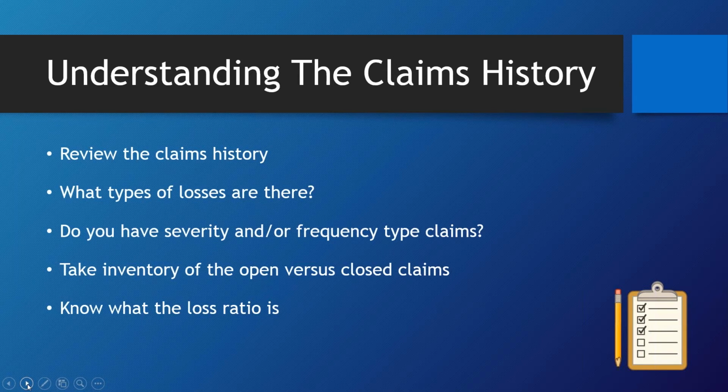You want to be looking at what types of losses there are, right? Is there severity and/or frequency types of claims? Those are going to play a significant role in understanding what type of risk you have that you're trying to get a quote for. And then you want to know open versus closed claims. If you have a lot of open claims, that's going to be harder to deal with than a loss history with closed claims.